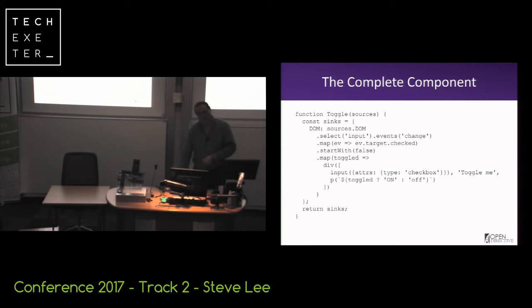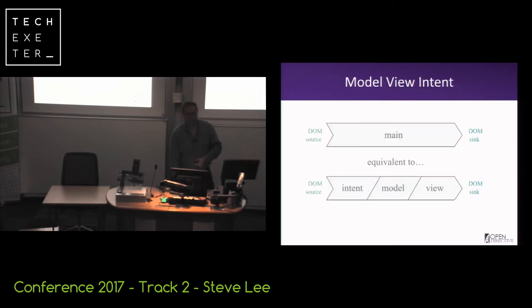Which has been modified and made a mess of. But we use a variation of that called model view intent. Where I just showed you a whole main function which takes in the sources and chucks out the sinks at the end, you can break that into three. The intent is what the user wanted to do in a user interface scenario. The model, as in model view controller, is your data, your state. And then the view takes that state and generates the output.